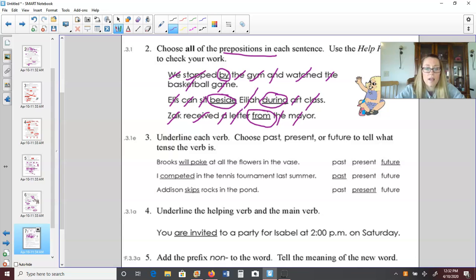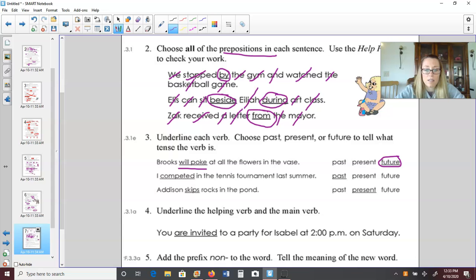Number 3, underlining each verb and then choosing if it's past, present, or future. Brooks will poke at the flowers in the vase. Will poke is what Brooks is going to do. That's the action. And if he will poke, that means it's in the future. He hasn't done it yet.